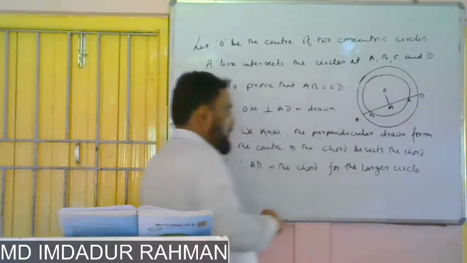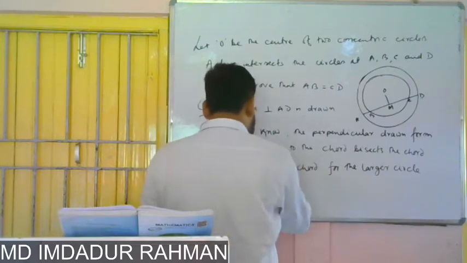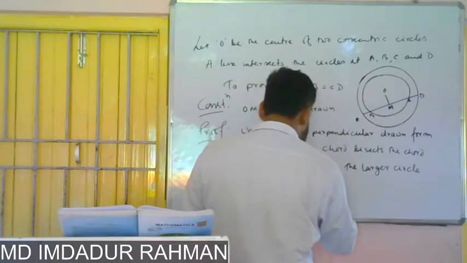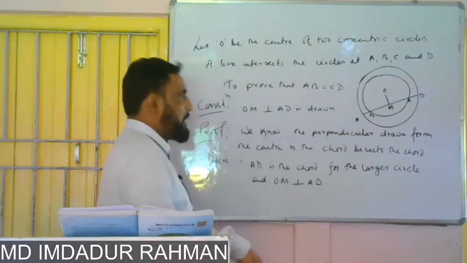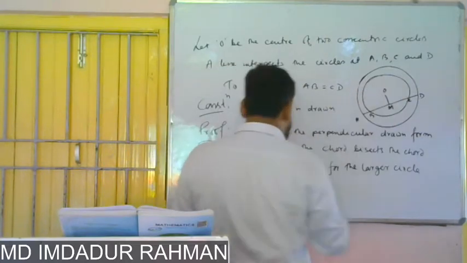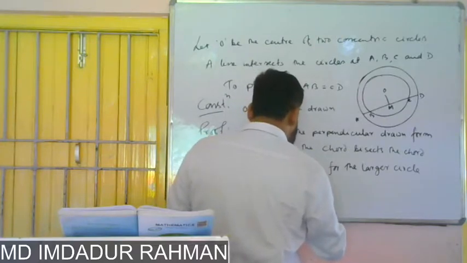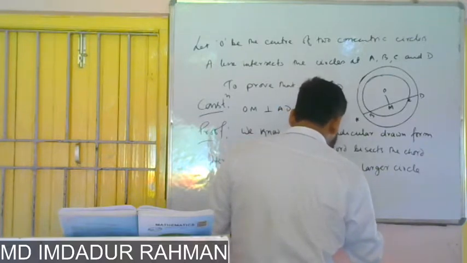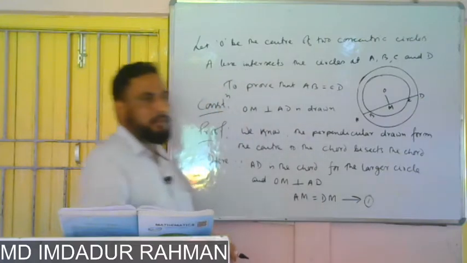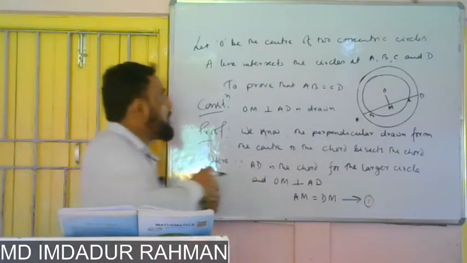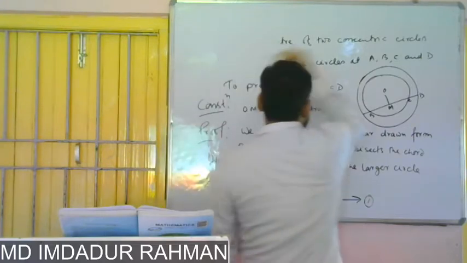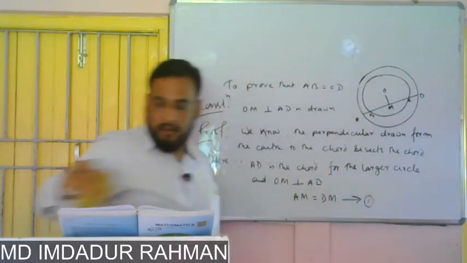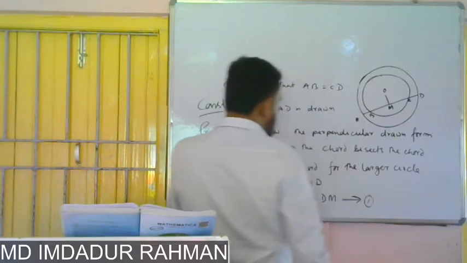Therefore, for the larger circle, OM is perpendicular to AD. So, if AD is the chord and OM is perpendicular to AD, then we can say that therefore AM is equal to DM. Okay. We have earlier done a theorem regarding chord and perpendicular. Equation number 1.